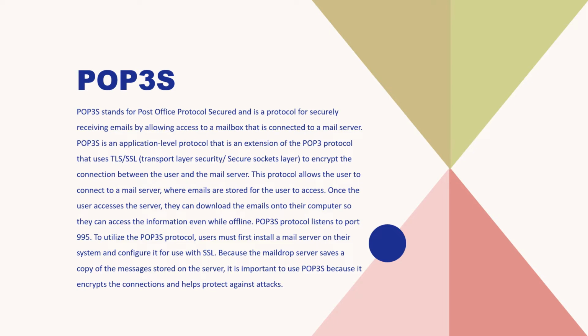The POP3S protocol listens on port 995, and to utilize POP3S, users must first install a mail server onto their system and configure it to be used with SSL. Because the mail drop server saves a copy of the messages stored on the server, it is important to use POP3S because it encrypts the connections and helps protect against attacks.